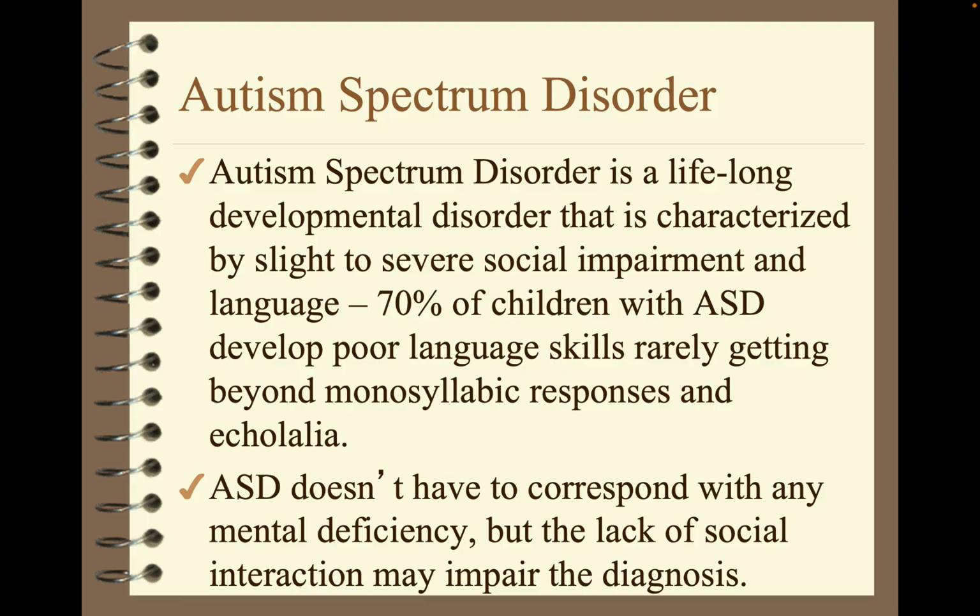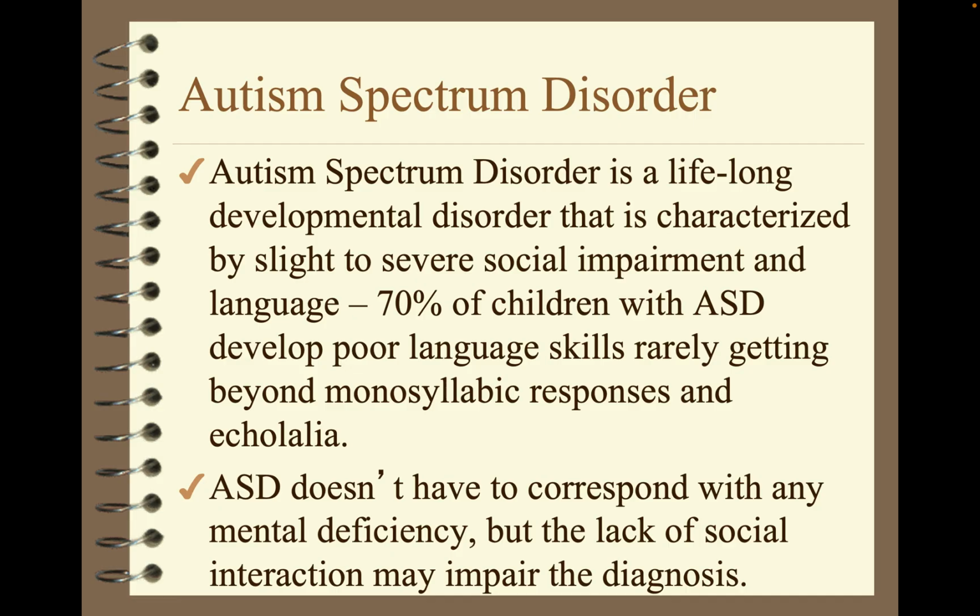Autism spectrum disorder is a lifelong developmental disorder that is characterized by slight to severe social impairment in language. 70% of children with ASD develop poor language skills, rarely getting beyond monosyllabic responses and echolalia. When I first started studying psychology, they said that autism had a 70% mutism rate. And now that we have learned more about autism, we are better at training individuals who have autism to speak.